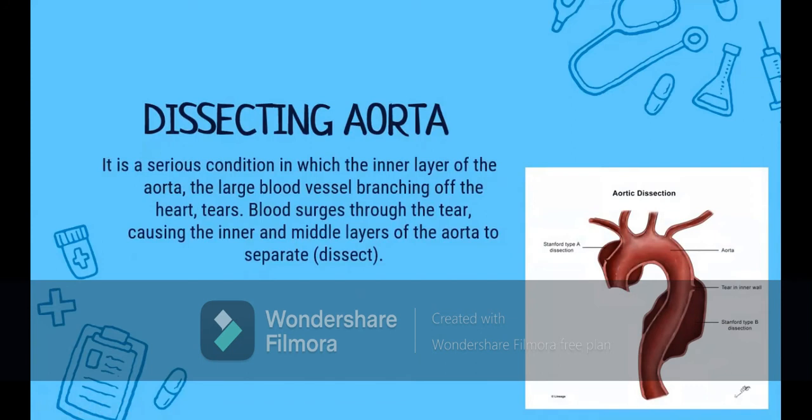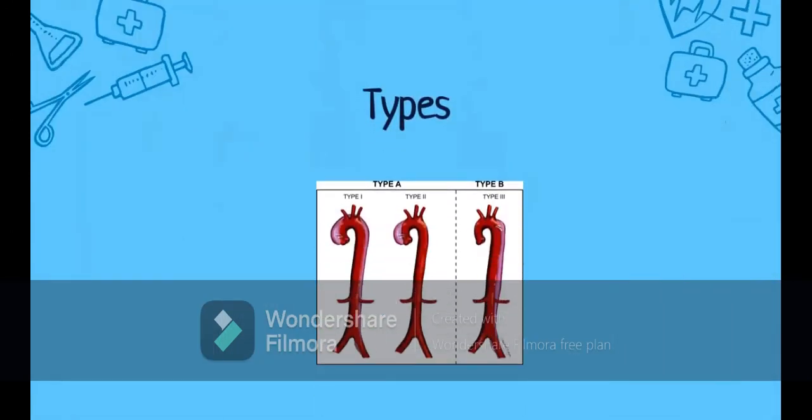Dissecting aorta. It is a serious condition in which the inner layer of the aorta, the large blood vessel branching off the heart, tears. Blood surges through the tear that causes the inner and middle layers of the aorta to separate or dissect.